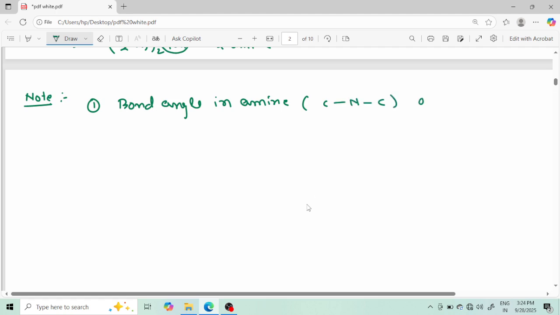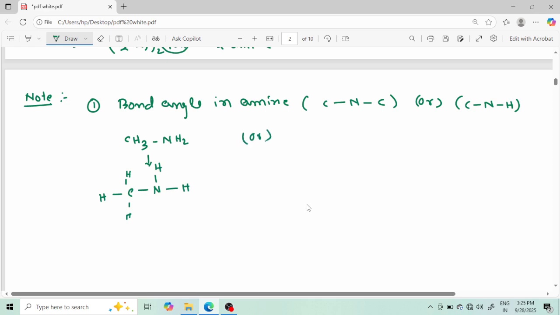Okay, next, there are a few note points from which they can ask questions. The first note point is bond angle in amine. Basically they are asking the bond angle between carbon, nitrogen, carbon, or carbon, nitrogen and hydrogen. Now what is the meaning of this? If I give you the structure CH3NH2, and I expand this structure properly, this is H, H and H, and then this one is nitrogen, this is hydrogen, and this is hydrogen, right?